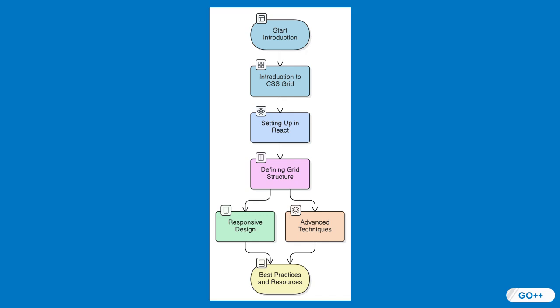Imagine building a dashboard with a header, sidebar, and main content area. CSS Grid simplifies this process significantly. In the context of React, it becomes even more powerful, as you can encapsulate your grid logic within reusable components, making your codebase clean and maintainable.